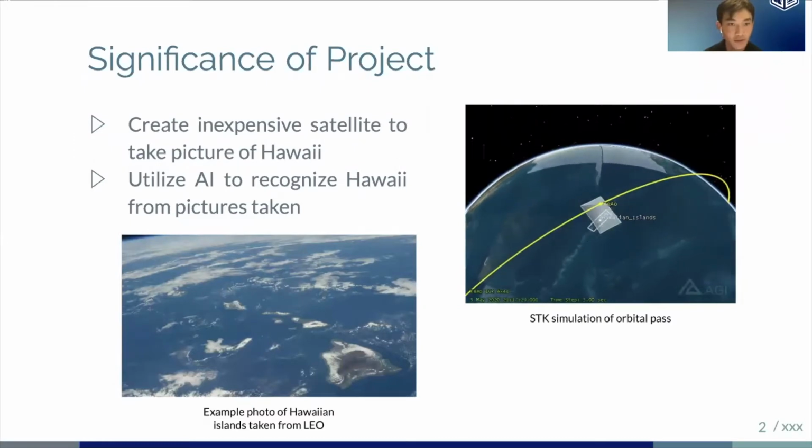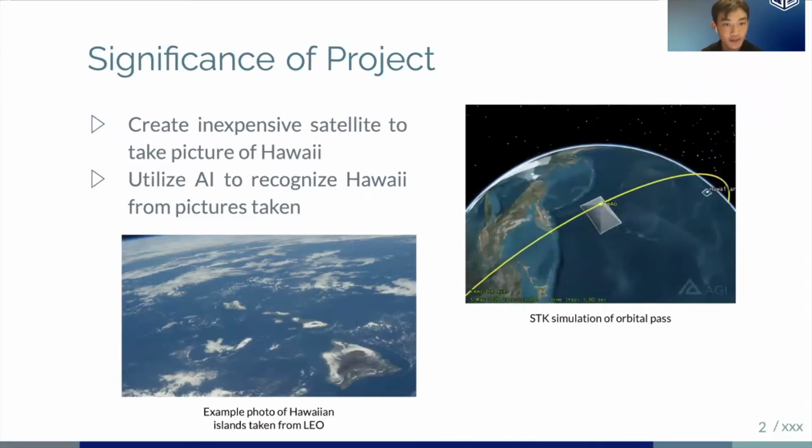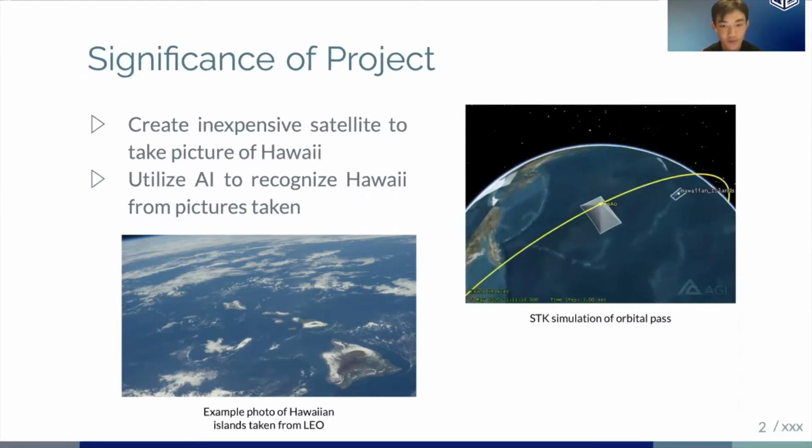So the goals of our project are to create an inexpensive satellite that can take a picture of the Hawaiian Islands. We also want to utilize artificial intelligence to recognize those pictures taken.